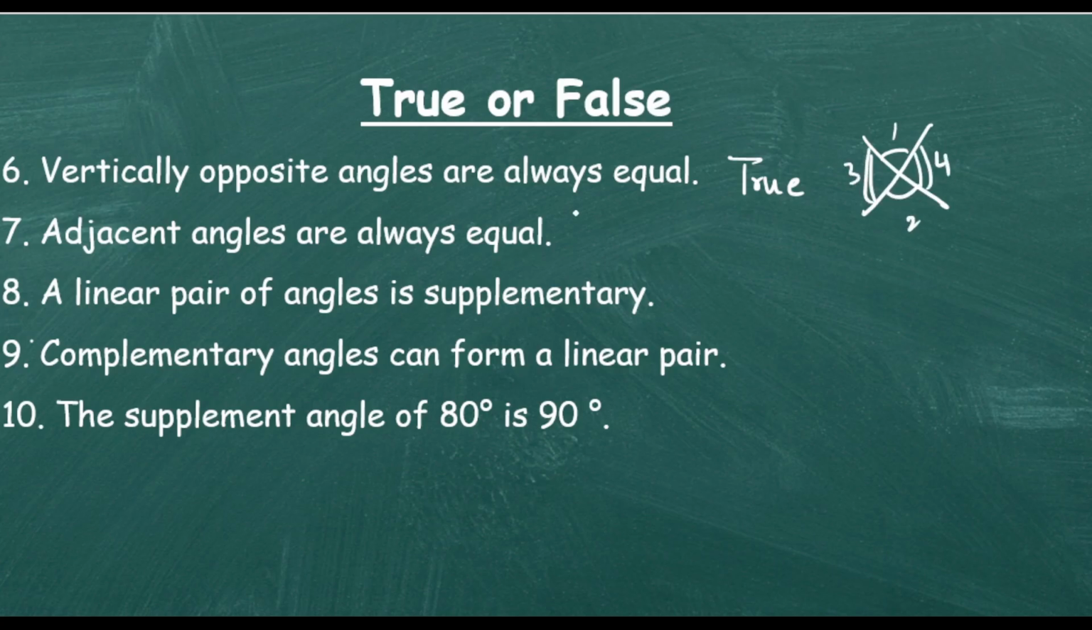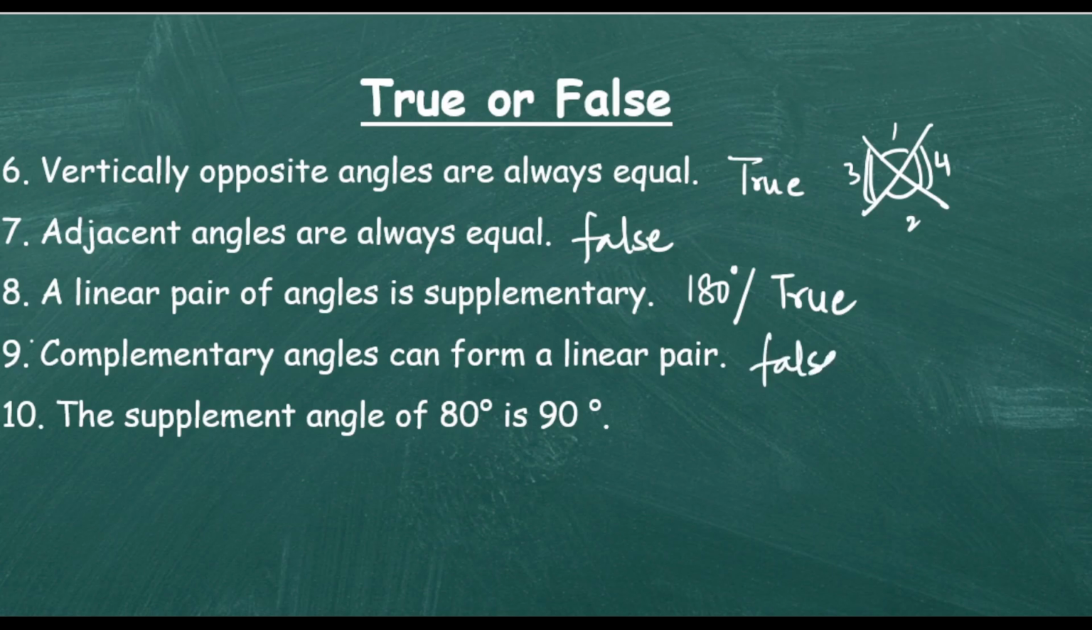Adjacent angles are always equal. False. They are not equal. A linear pair of angles is supplementary. Correct. A linear pair means 180 degrees and supplementary also means 180 degrees. So it's correct.